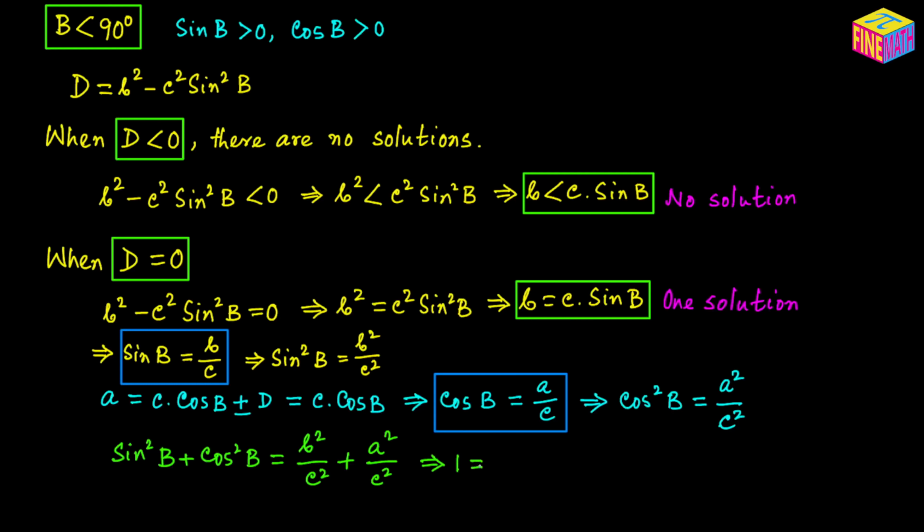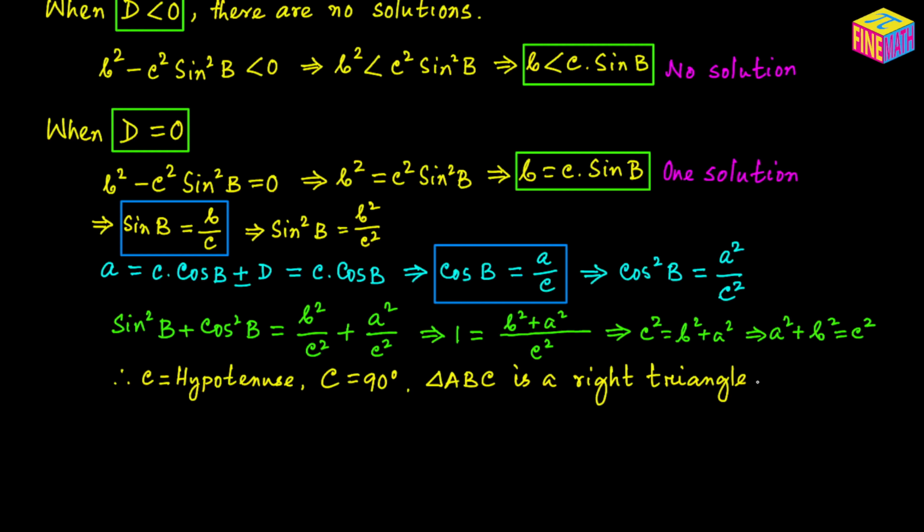So 1 is equal to, on the right hand side, LCM would be c squared, and in the numerator we will have b squared plus a squared. So from here we can say c squared is equal to b squared plus a squared, or a squared plus b squared is equal to c squared. Now that clearly tells us that it is a right triangle, and it follows the Pythagorean theorem: a squared plus b squared is equal to c squared, meaning c is the hypotenuse, and a and b are the two sides adjacent to the right angle. So this triangle is going to be a right triangle where the angle c is actually 90 degrees and the side length c is the hypotenuse. So in this case, obviously we have one solution, and that is a right triangle.